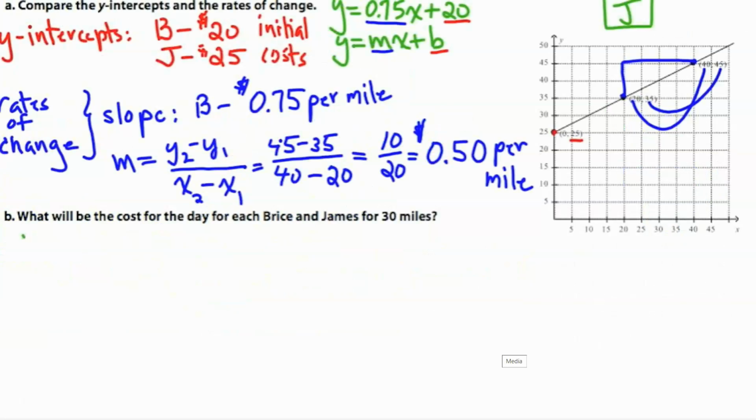Let's use the function to determine the cost for Bryce. It's y equals 0.75x plus 20. X represents the number of miles he'll be driving. So we're going to make that substitution for X.